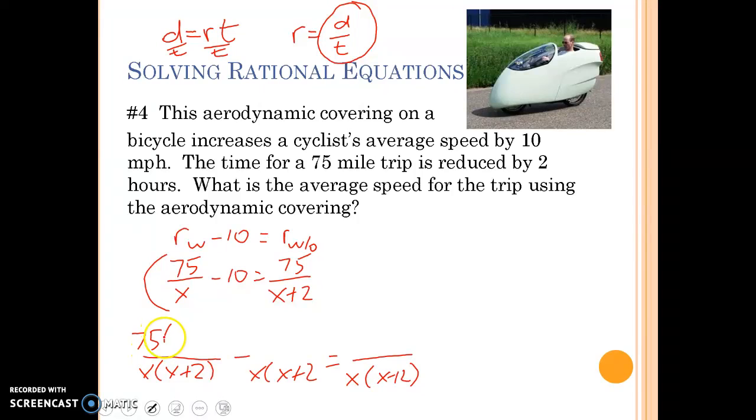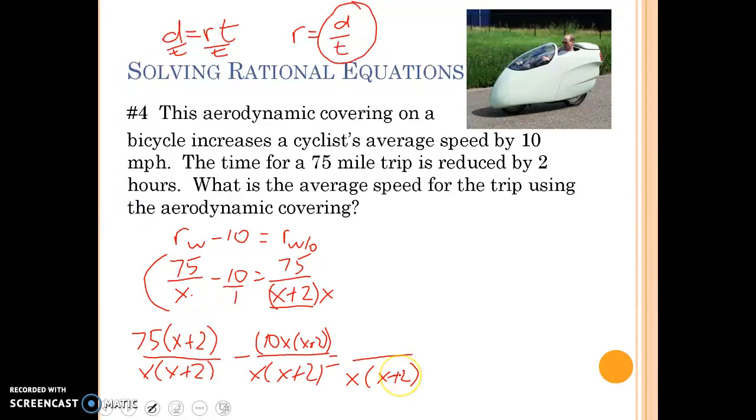So it's going to be 75. If I multiply the denominator by x plus 2, I'm going to multiply 75 times x plus 2. Now this denominator is 1. So that means I'm going to subtract the 10, but I'm going to multiply it times x plus 2. And that's what this fraction is going to look like, 10 times x plus 2 over x times x plus 2. And then over here, I already have the x plus 2.